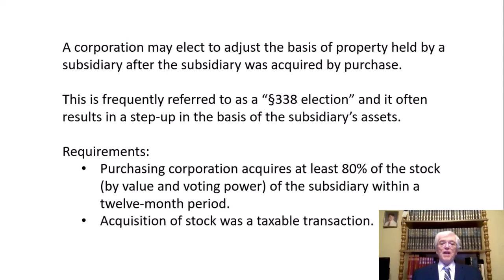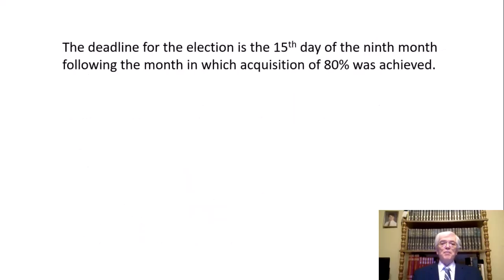The acquisition of the stock was a taxable transaction. So we'll see in Chapter 7, you can acquire a corporation in a non-taxable transaction, usually with an exchange of stock. But if you pay cash for that corporation you just acquired as a subsidiary, then it will be a taxable transaction. And you have to make the election. It's an election, so it's not automatic. You must make a timely election in order for this to kick in.